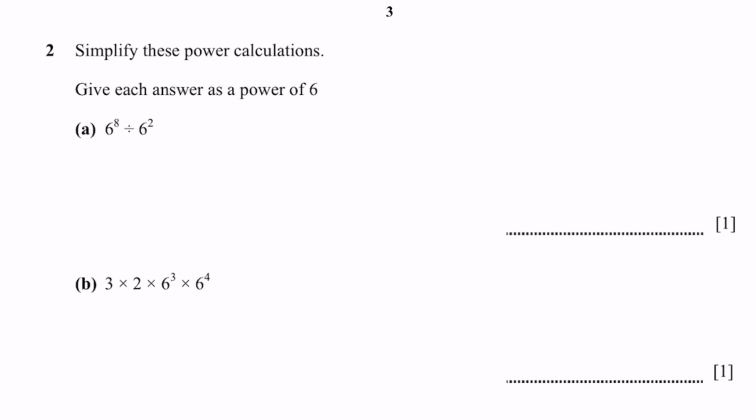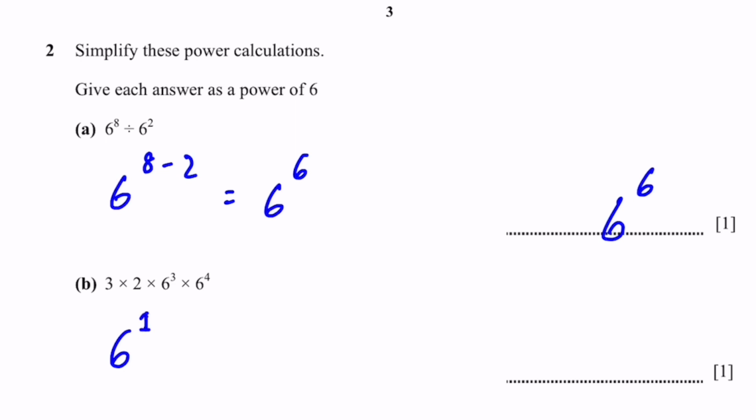Question 2. Simplify these power calculations. Give each answer as a power of 6. A. 6 to the power of 8 divided by 6 squared. That's equal to 6 to the power of 8 minus 2, which equals 6 to the power of 6. That's the answer. B. 3 into 2 into 6 cubed into 6 to the power of 4. 3 into 2 is 6, and that's 6 to the power of 1.